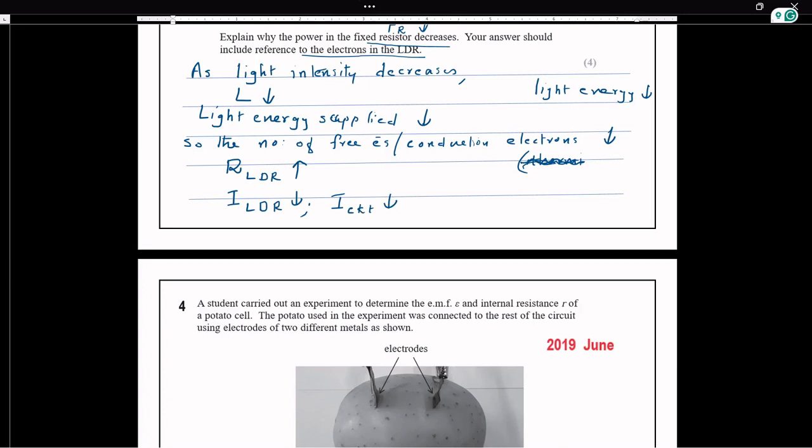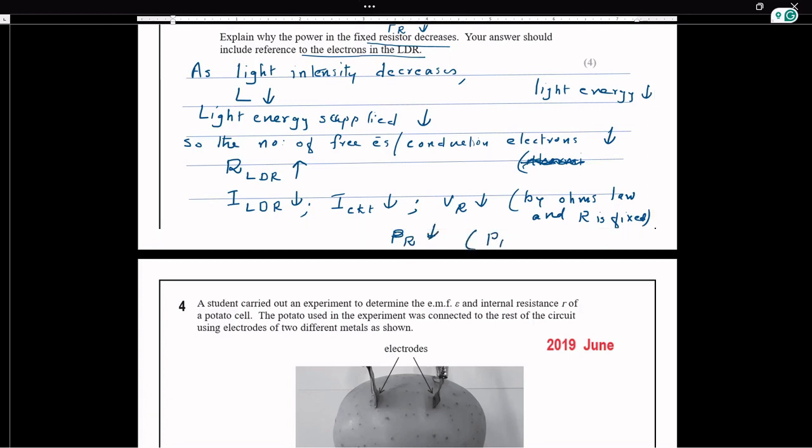So the current of the circuit decreases, which means the voltage drop across the resistor decreases. This is by Ohm's law, and R is fixed. Since R is fixed, when current decreases, the voltage drop decreases. Therefore, from here we can say that the power dissipated by the resistor decreases by the relation power equals V squared over R.